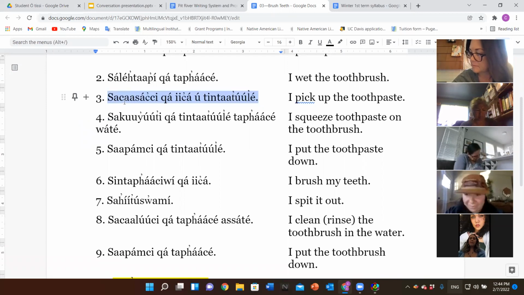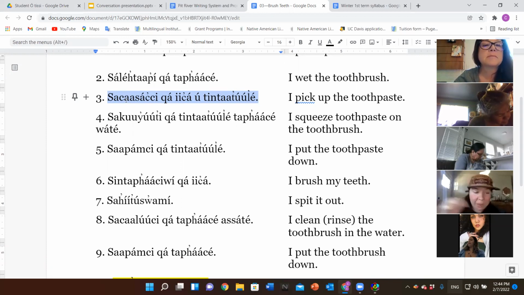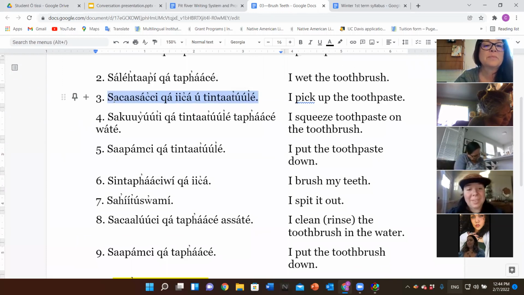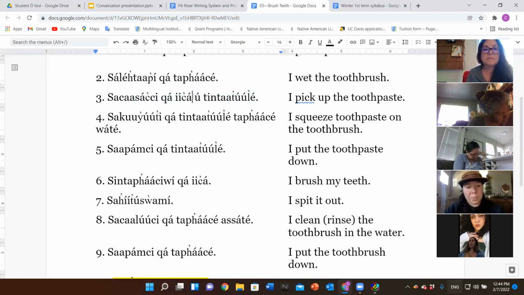So next one is saja sachji ra icha u dinda tu le. We're gonna start getting some longer sentences here. Saja sachji, you guys should know that one. Ra icha u dinda tu le. Icha is the teeth, and then u is like an apostrophe s in English. It means the possessive, like the tooth's or the teeth's. That's what it would be saying.